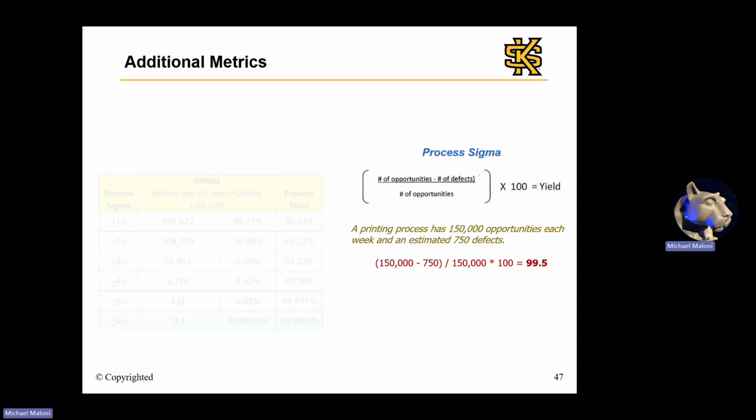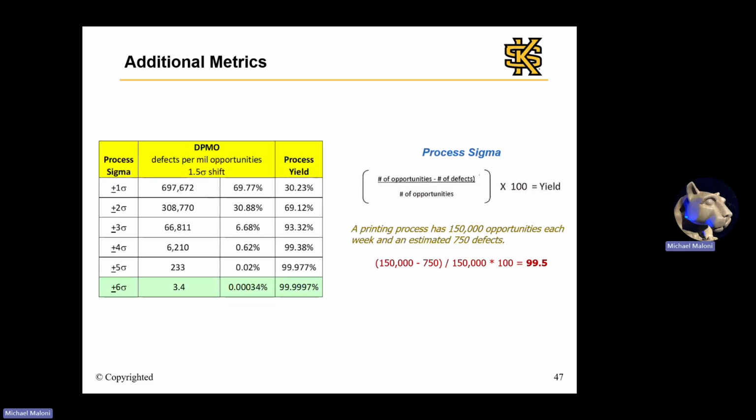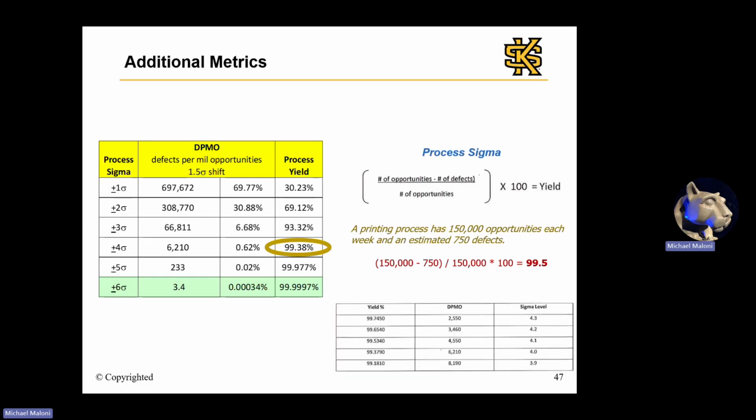We can then use the DPMO table to determine the process sigma. DPMO means defects per million opportunities. And then looking for 99.5% process yield in that right column falls near 4 sigma, which is 99.38. So 99.5 is close, but we can then look at a more detailed DPMO table to specify it. And the actual sigma for 99.5 falls close to 4.1. So our process sigma is about 4.1.